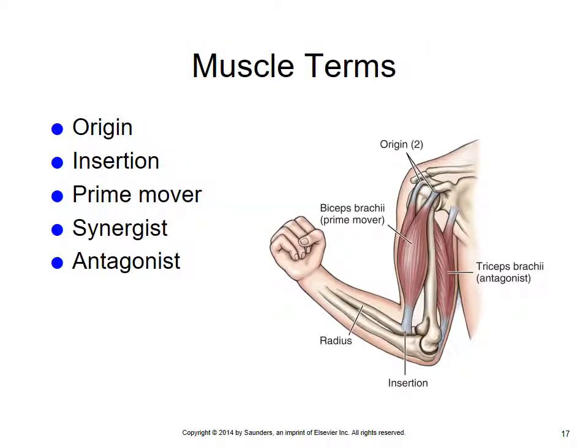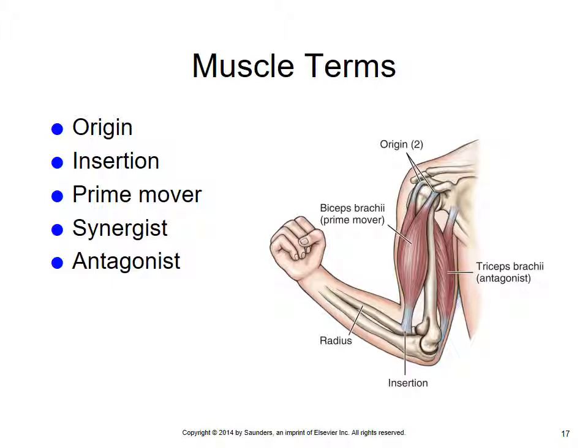Okay, let's look at some muscle terms. The first one is origin, which attaches to the more stationary bone, whereas the second one, insertion, refers to the more movable bone. Most movement is accomplished through the cooperation of groups of muscles. However, one chief muscle, or prime mover, is generally responsible for most of the movement.